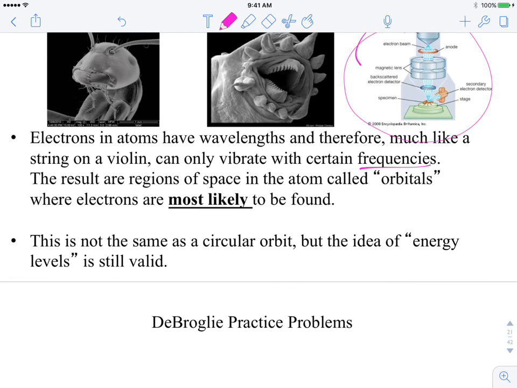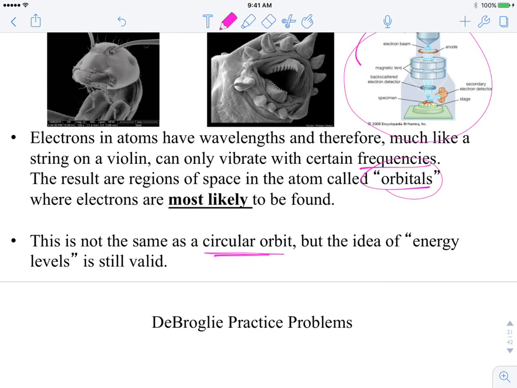Now, it's important to note that we use this term orbital here, but it's not the same as a circular orbit that you would find in Bohr's idea. But because the electrons can only be found in certain regions of space called orbitals, they do have a certain energy associated with them. So the idea of energy levels is still valid and still really important. We're still going to use the term energy level when we describe electrons in atoms. But now we're going to go deeper and understand what electrons look like in terms of the orbital space that they occupy.